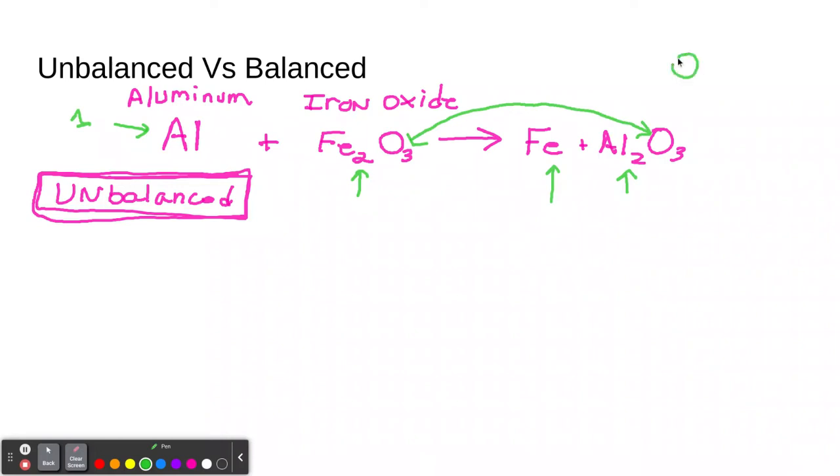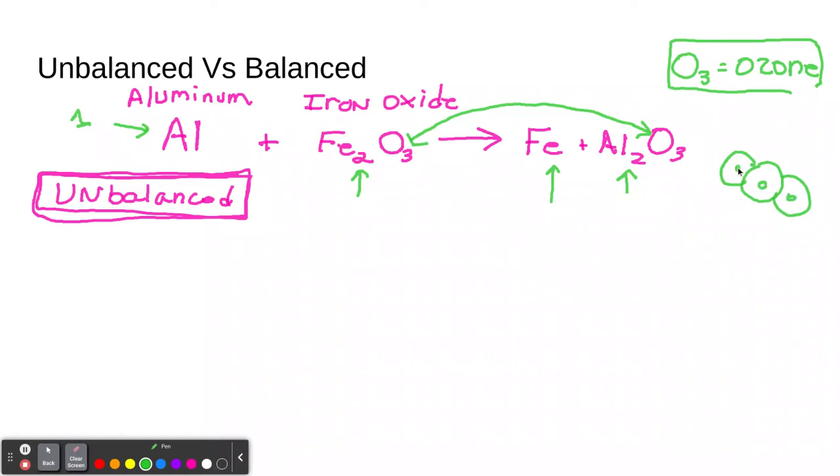By the way, if you were wondering, O3 is ozone, that stuff in the stratosphere that protects us from ultraviolet rays, right? And again, if you're getting confused with these subscripts, we're just saying that there are 3 oxygen atoms together, right? Those are O's, so that's oxygen. And then let's say we have 2 aluminums together, but over here we have just one iron.